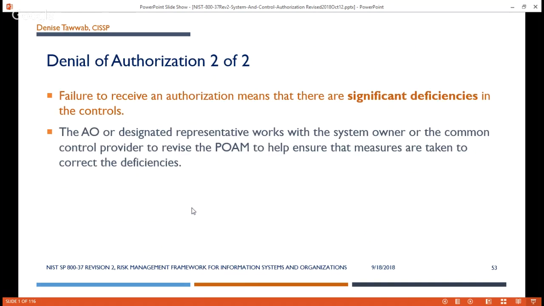Failure to receive an authorization means that there are significant deficiencies in the controls. You can and will get an authorization to operate without having everything in place as it relates to security and privacy. But if there are significant deficiencies that cause the risk of operating that system to be above the risk tolerance of the organization, then you're definitely going to get a denial. The AO or designated representative works with the system owner or the common control provider to revise the POAM to help ensure that measures are taken to correct the deficiencies.